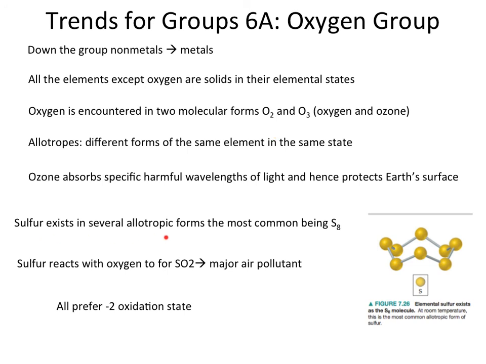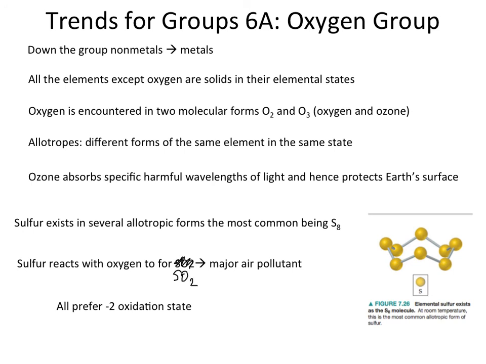Sulfur is another element that's in this group 6A, and it exists in several allotropic forms, but the most common is S8. Sometimes people will just write S and assume that S8 is what's being represented. Some texts do that, so you want to be mindful of that.